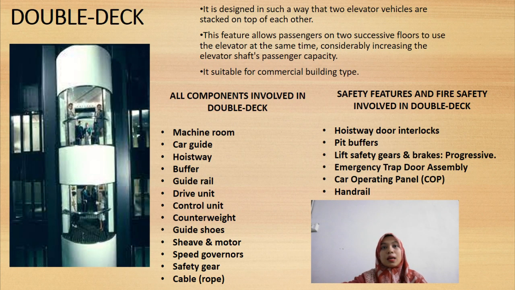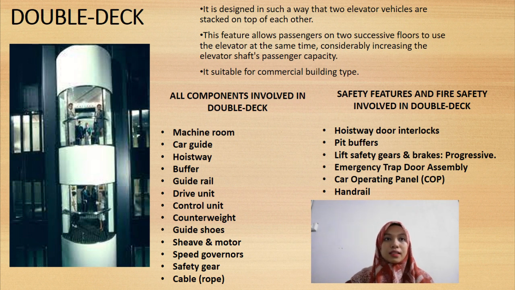Let me explain about a type of mechanical transportation system in buildings, which is the double deck. It is designed in such a way that two elevator vehicles are stacked on top of each other. This feature allows passengers on two successive floors to use the elevator at the same time, considerably increasing the elevator shaft passenger capacity. It's suitable for commercial building types, for example, Burj Khalifa.